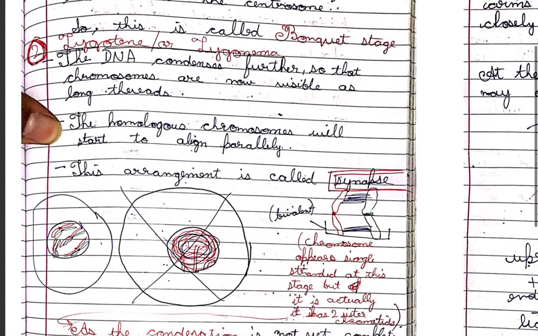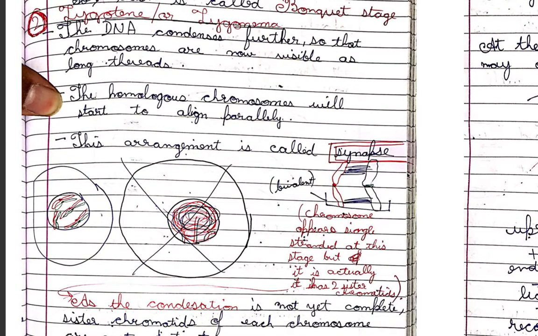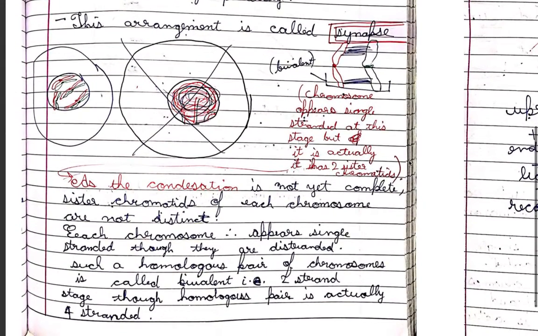Now, zygotene or zygonema. This DNA condenses further so that the chromosomes are now visible as long threads. The homologous chromosomes will start to align parallelly. This arrangement is also called synapsis. The chromosome appears single-stranded at this stage. As the condensation is not yet complete, sister chromatids of each chromosome are not distinct. Each chromosome therefore appears single, though they are double-stranded. Such a homologous pair of chromosomes is called a bivalent, that is the two-stranded stage, though the homologous pair is actually four-stranded.